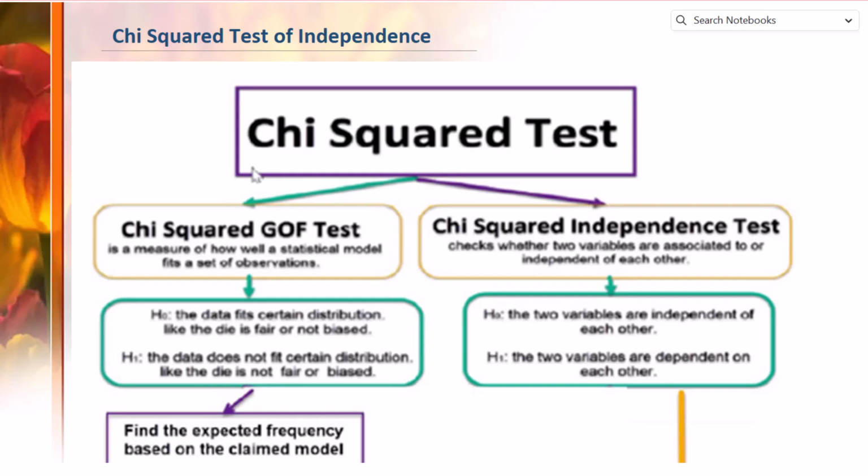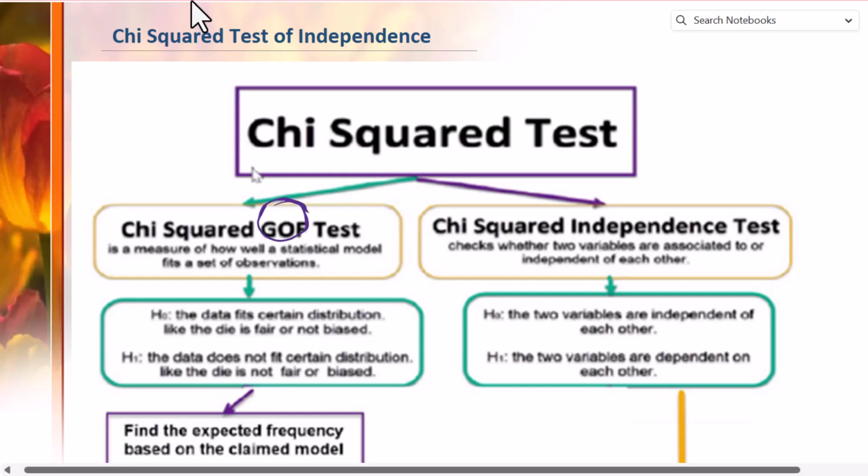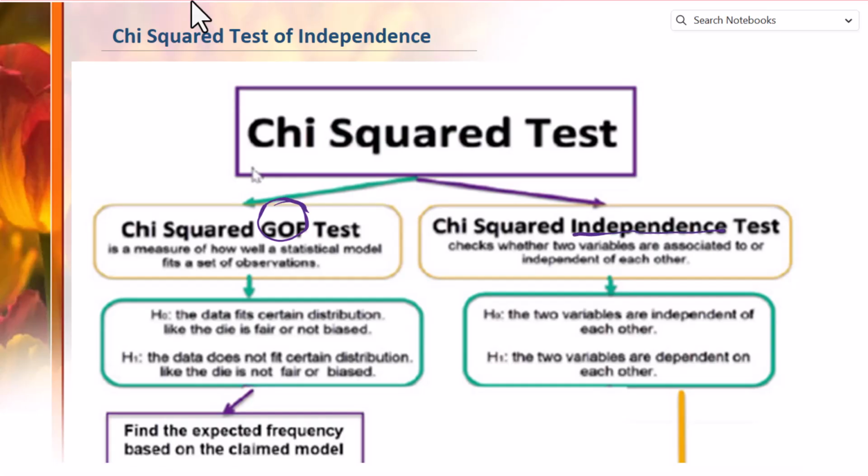Today's lesson is about the chi-square test of independence. There are two types of chi-squared test. One is a chi-squared GOF test. The other is a chi-squared independence test. The chi-squared independence test checks whether two variables are associated with or independent of each other.